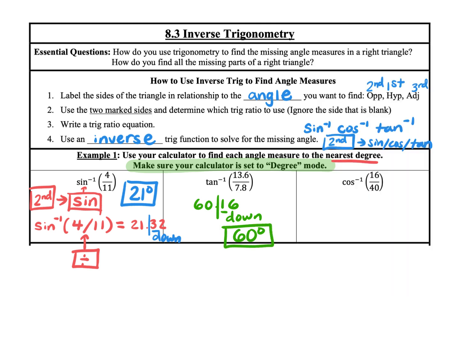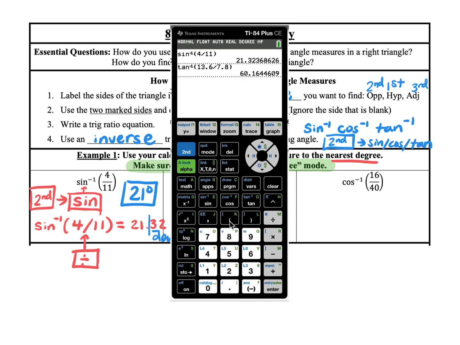Now for our final example, we'll do the inverse cosine of 16 over 40. So I'll go second cosine button. You'll see inverse cosine, and then we have 16 divided by 40. And we have 66.4, which would round down to 66 degrees.